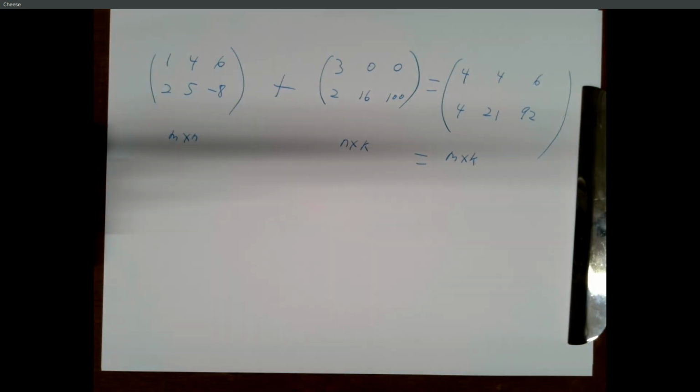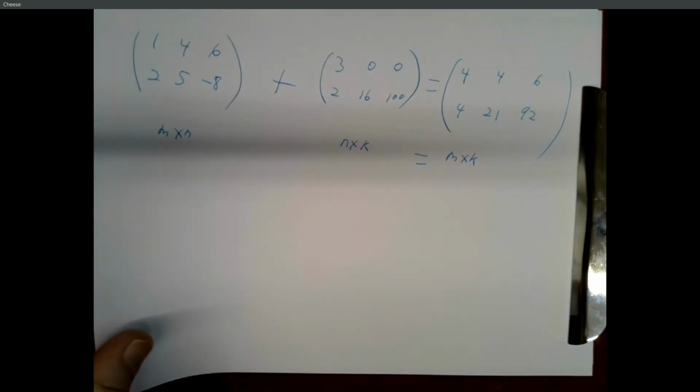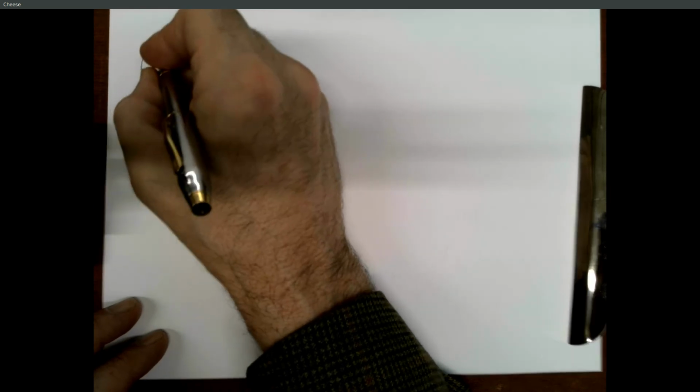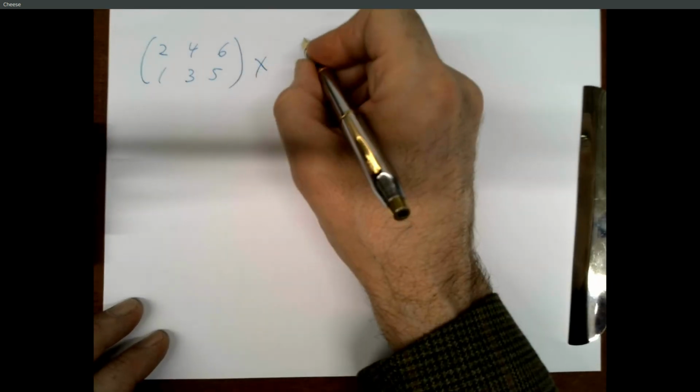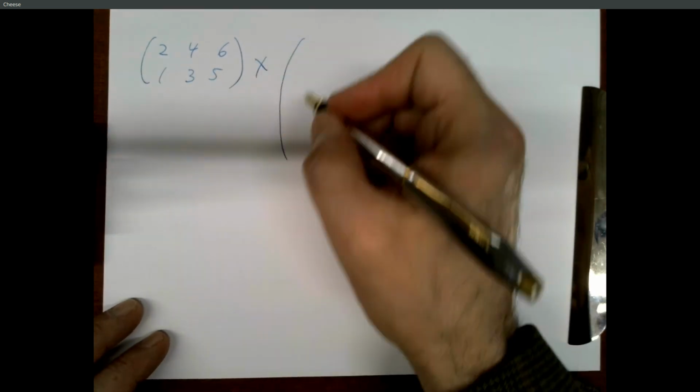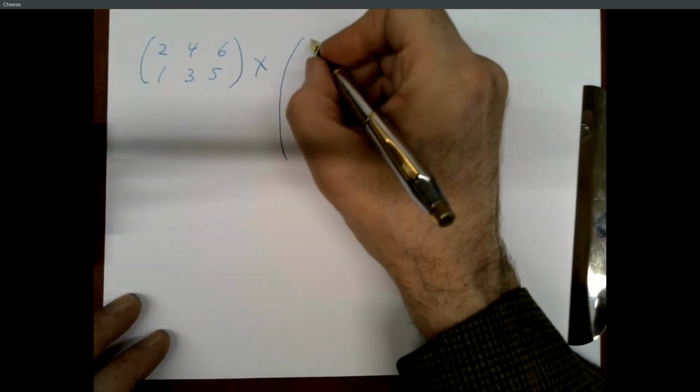Okay, it's a quirky operation. But here's how we multiply. So this is 2 by 3. This next matrix has to be 3 by something.